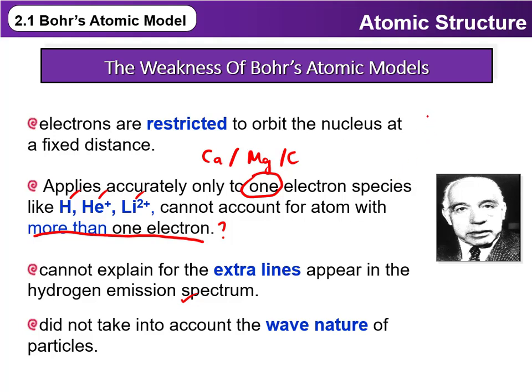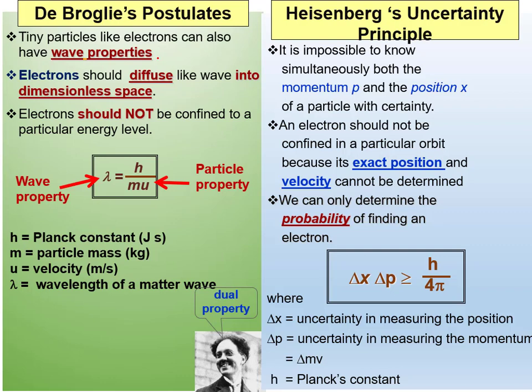Sebab itu kita sebut Bohr atomic postulate. Kita tak sebut teori, kita sebut postulate. So what is meant by postulate? Postulate means an assumption that cannot be a theory. Tiny particles like electrons can also have wave properties. Electrons should diffuse like a wave into dimensionless space, and should not be confined to a particular energy level. Ini memang jelas reject Bohr atomic model. Why? Because Bohr states that electrons mesti duduk setempat dekat orbit, but de Broglie states that electrons should not be confined to a particular energy level.